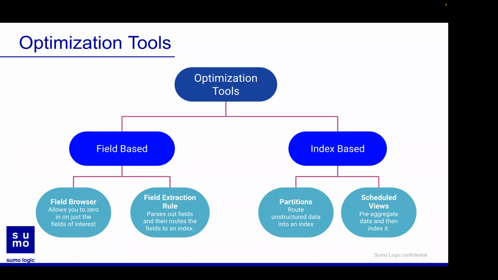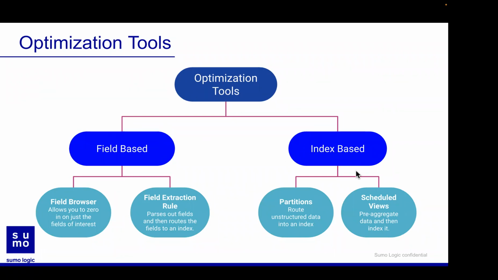Under the field-based approach, there's the field browser. Remember that I talked about this, ladies and gentlemen. You may or may not know what I'm speaking to, but the field browser allows you to zero in on a specific field. And there are also the field extraction rules, okay? So again, the field-based approach utilizes the field browser that has those fields that were extracted during ingestion using a field extraction rule. That's going to improve performance. That's going to optimize your queries, okay?